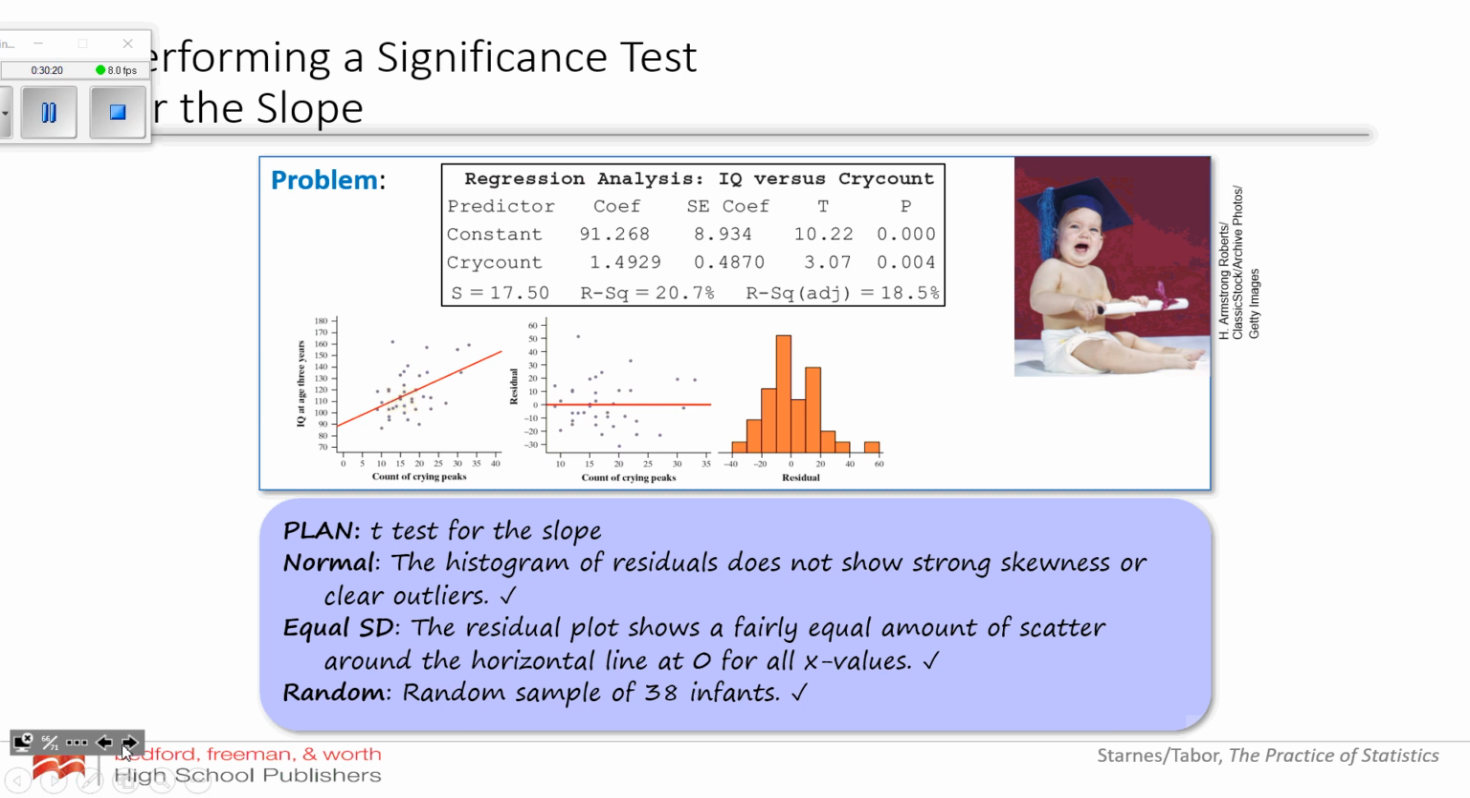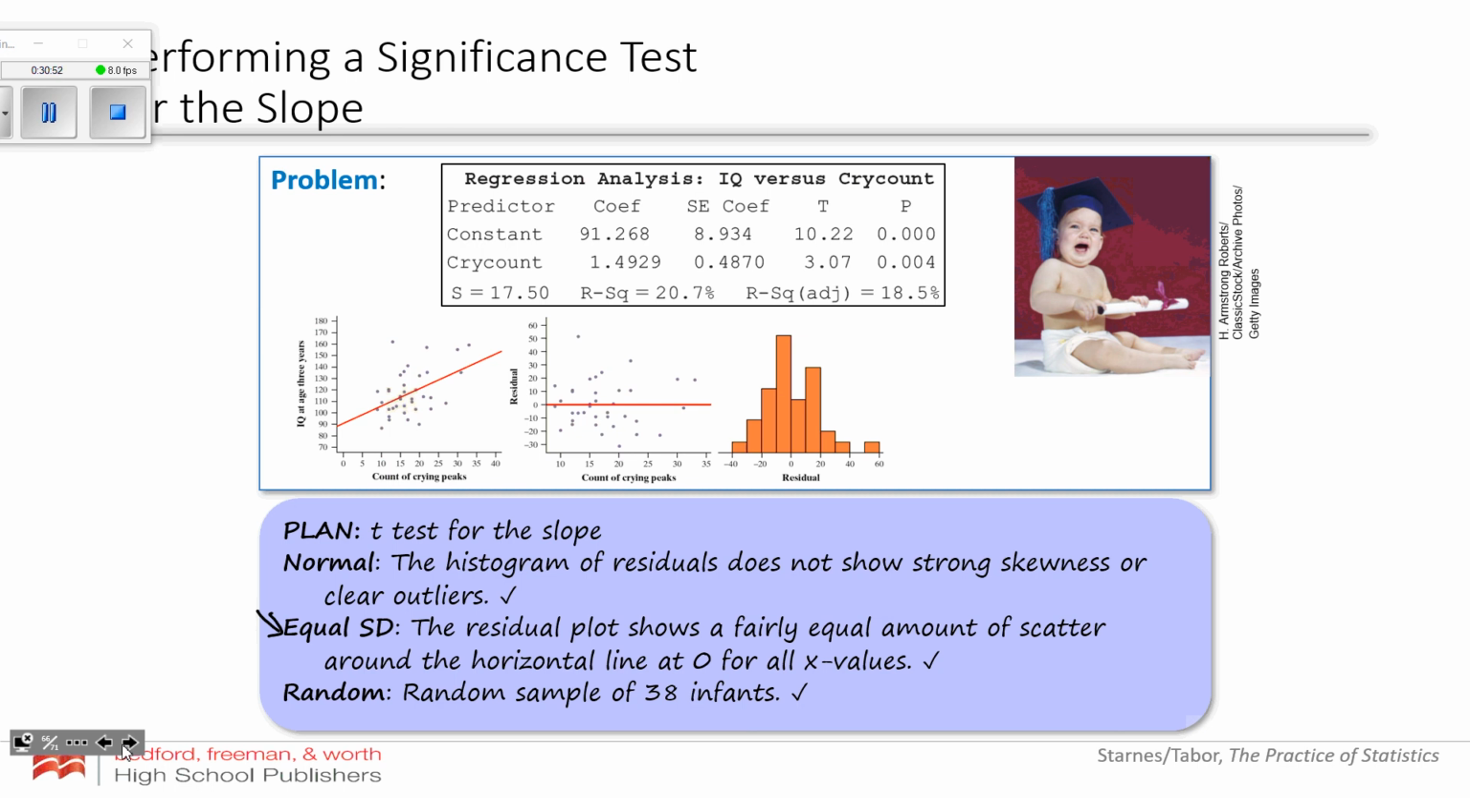Equal standard deviation. We check. Go ahead, Alex. I question equal standard deviation. Isn't that the E in the linear? Isn't it the same as the L, because you're saying there's no pattern in the residual plot? No. So equal standard deviation. Here's what would not make this met, but would make the linear condition met.